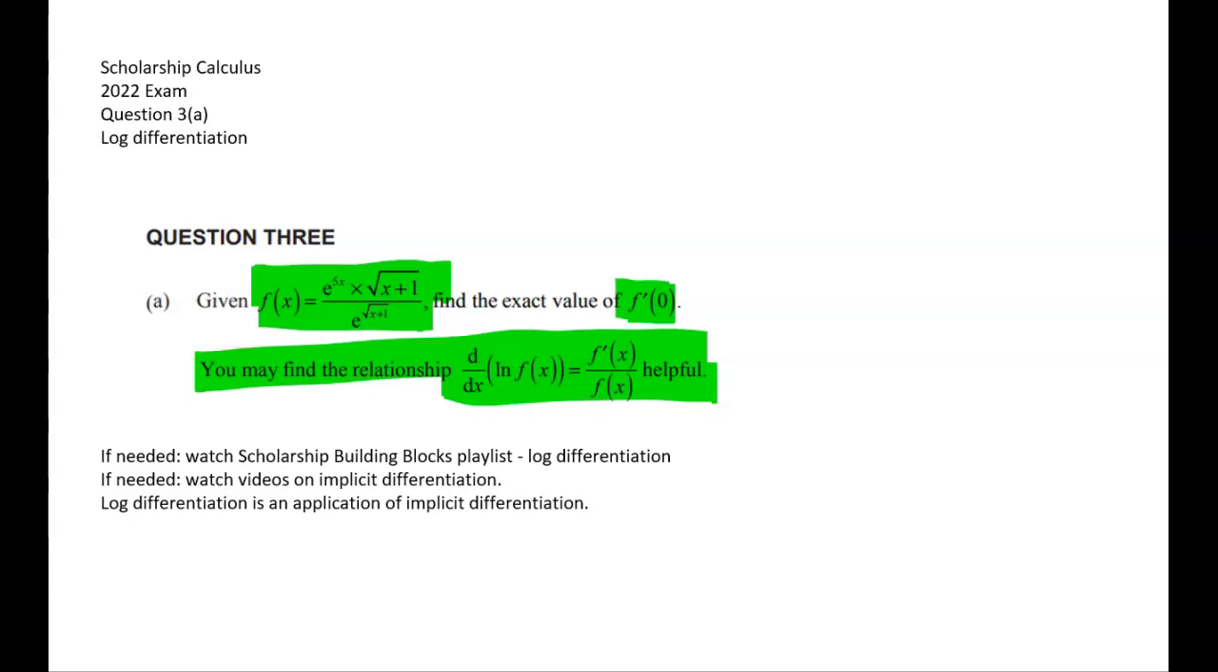So if you don't know log differentiation, it's pretty easy to learn. First of all, you need to understand implicit differentiation, so you can go and find some of the videos I've done on that. And I think they're now on the Scholarship Building Blocks playlist as well. If they're not, if you just search up implicit and maybe look for the 13 MCA playlist, or email me if you can't find them.